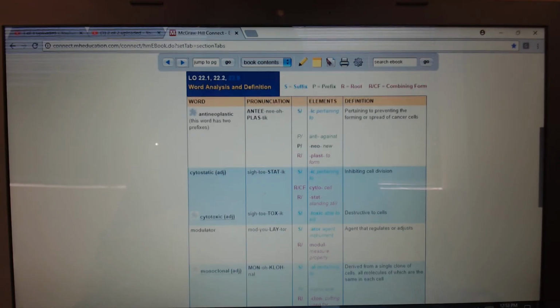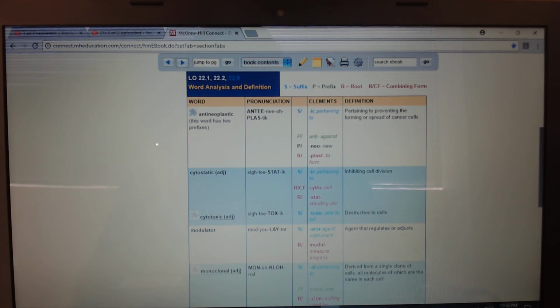Anti-neoplastic, it has 2 prefixes in this case. Plast is to form. Anti is the prefix that means against. Neo means new, and ic is pertaining to. Anti-neoplastic, pertaining to preventing the forming or spread of cancer cells.